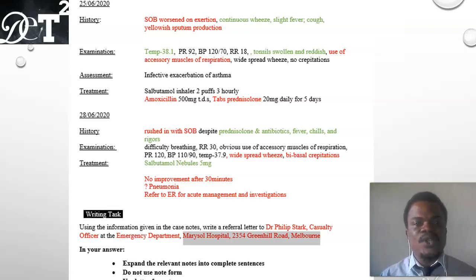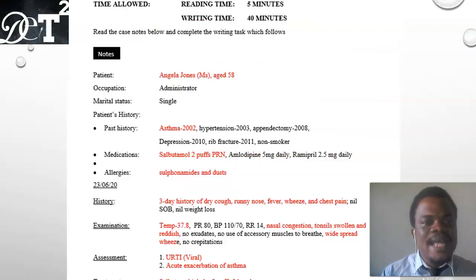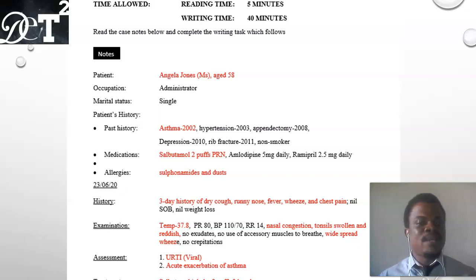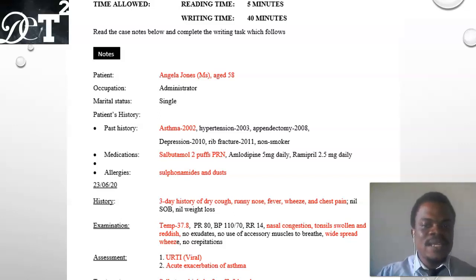Now, after writing your introduction, now this is an emergency. Ideally, we are supposed to start from the timeline, and the timeline started on this date. Some persons are confused. They might think that starting from the timeline means starting from today's event. It doesn't mean that. It means starting from the sequence of events that led this patient to the condition the patient is having now. And this event started on the 23rd of June. So that's where we are supposed to start.